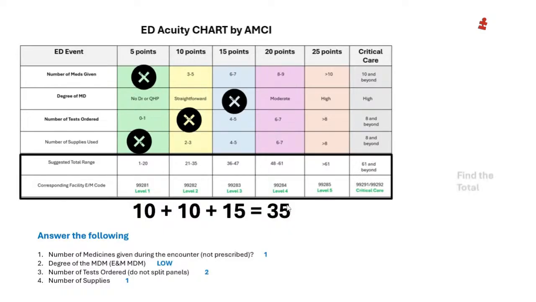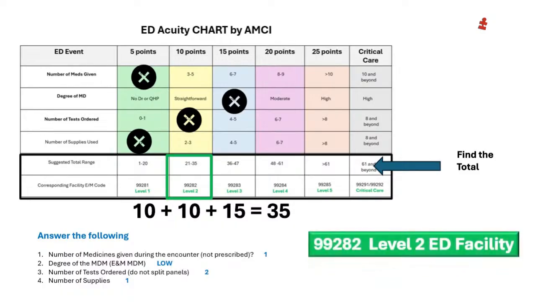Now we got to go grab our code. And what we do is we take our total and find the total on this lower row. And our 35 falls right here. And if you look down, this is the code for a level 2 facility, 99282. Encoders, that's your answer. 99282, level 2 ED facility.